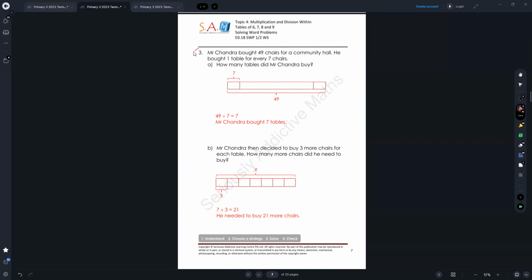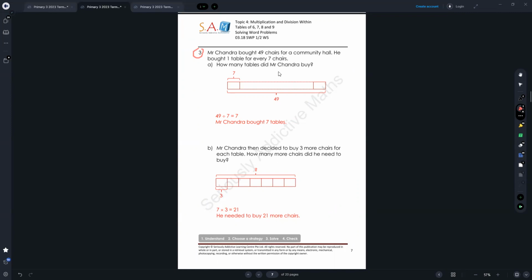Get them to try question 3. Okay, you may need to guide them. Let them draw on their own first before you show them. So this one is how many tables? Mr. Chandra bought 49 chairs for the community hall. He bought 1 table for every 7 chairs.